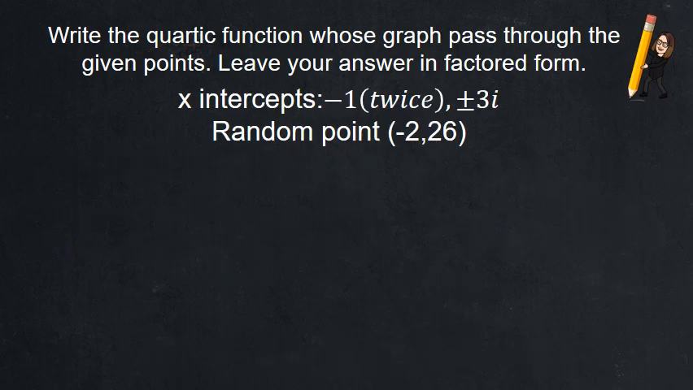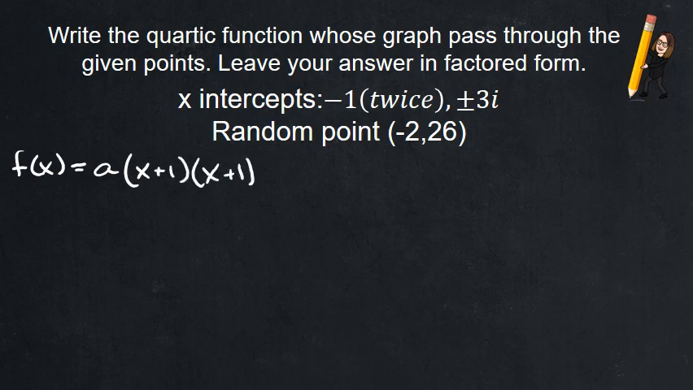Now that previous example had an irrational zero, but what if I have imaginary solutions? How do I deal with that? So let's approach it the same way to begin with. I'm going to have f of x equals an unknown a value. Notice I have the x-intercept of negative 1 twice, so that means I have (x plus 1)(x plus 1). Remember that means the graph bounces off that value. Okay, now I have plus or minus 3i. Remember, sometimes it might just be written as plus 3i, but you have to account for that minus. So in this case, it would be (x plus 3i)(x minus 3i).